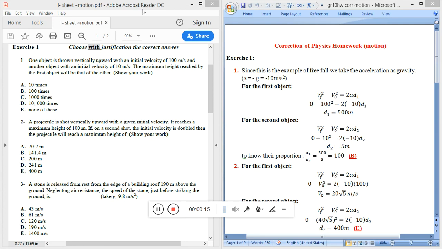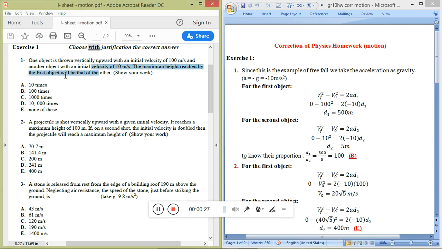Part 1. One object is thrown vertically upward with an initial velocity of 100 meters per second and another object with an initial velocity of 10 meters per second. The maximum height reached by the first object will be what multiple of that of the other? He needs the proportion between the two heights of the two objects.